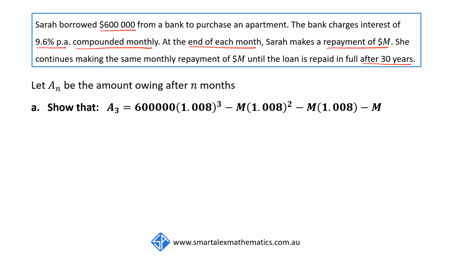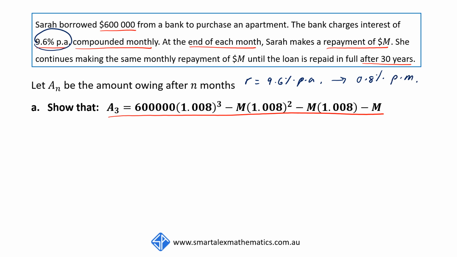Let AN be the amount owing after N months. Part A, we want to show that A3 is given by this expression. Before we start with these type of questions, one thing to be careful with is the interest rate. In this question, we're given that the interest rate is 9.6% per annum, but because interest is being compounded monthly, this value must be adjusted to be the equivalent interest rate per month. Since there are 12 months in a year, this is going to equate to an interest rate of 0.8% per month. So let's start by working out A1.